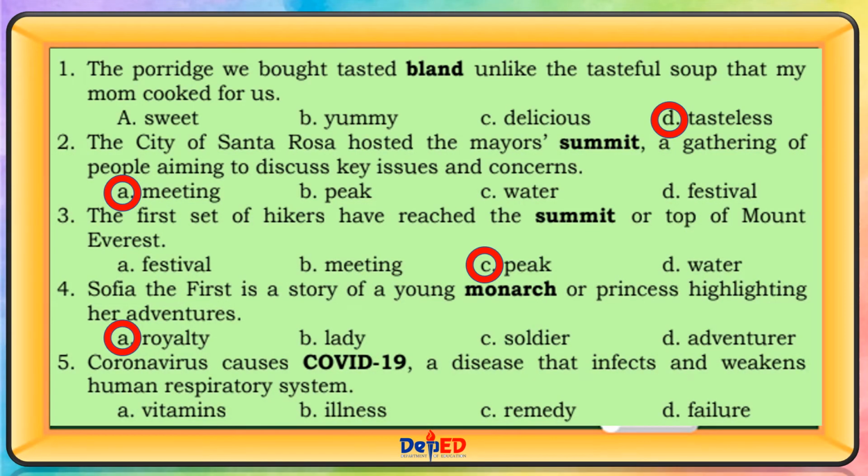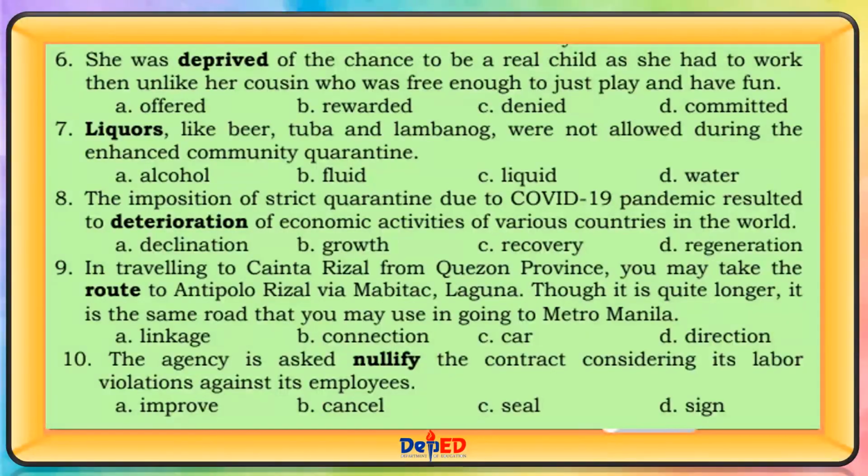Coronavirus causes COVID-19, a disease that infects and weakens human respiratory system. The correct answer is B, illness. She was deprived of the chance to be a real child as she had to work then, unlike her cousin, Wu, who has free time enough to just play and have fun. The answer is letter C, denied.